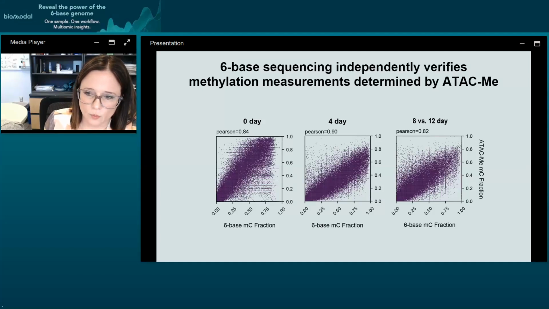And what was really nice about this assay is that it allows us to see that indeed what we were observing in terms of methylation and the distribution of methylation that we observed across cytosines, CG sites in our ATAC-Me data could be validated by this approach. So we saw very nice concordance between the methylation calls from the 6-base data and the methylation calls from the ATAC-Me data.